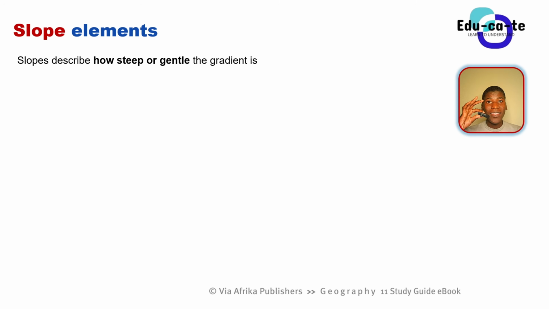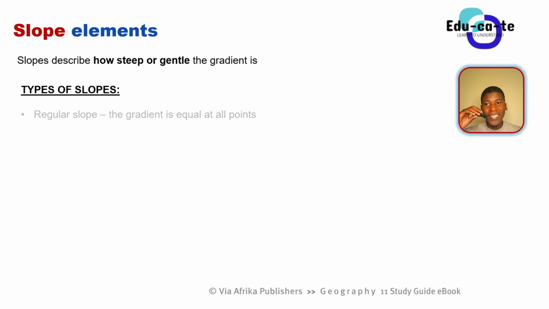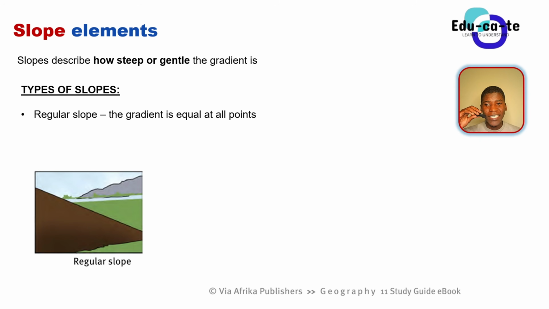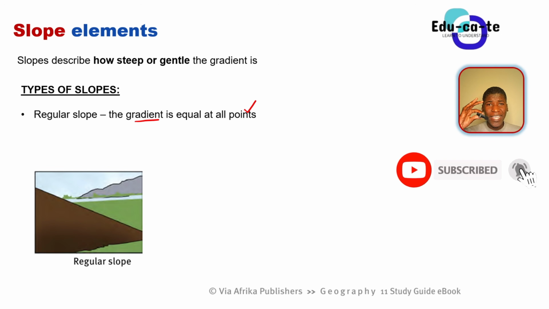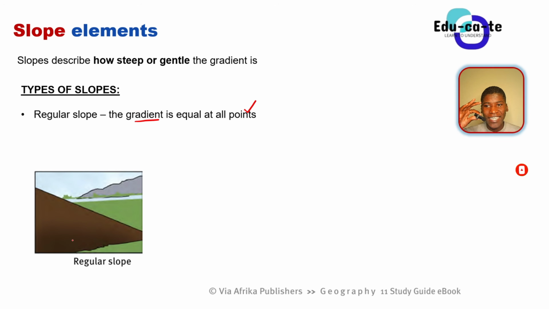Now we have three main types of slope that you can look at. First, a regular slope, represented by this image. In a regular slope, the gradient is equal at all points. It means that the gradient is the same at all points of the slope. Those doing mathematics definitely know that it's a straight line.